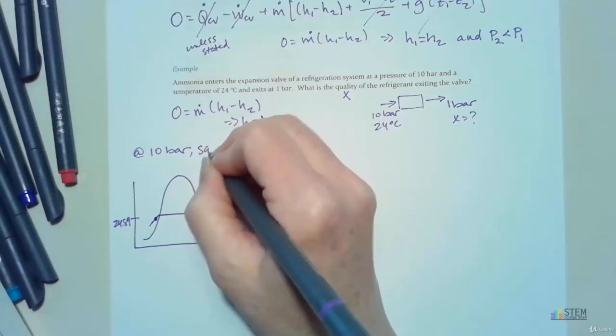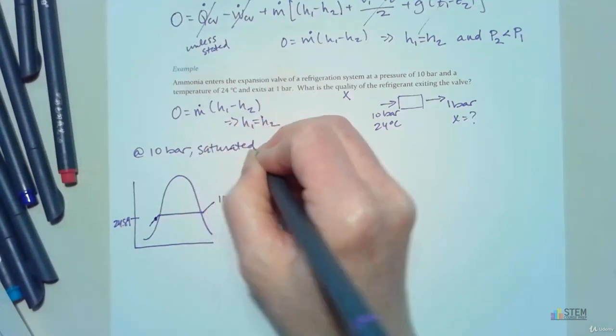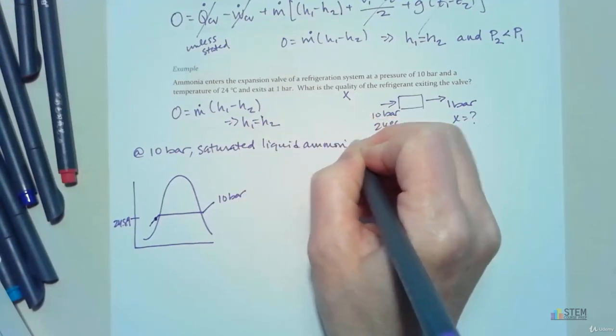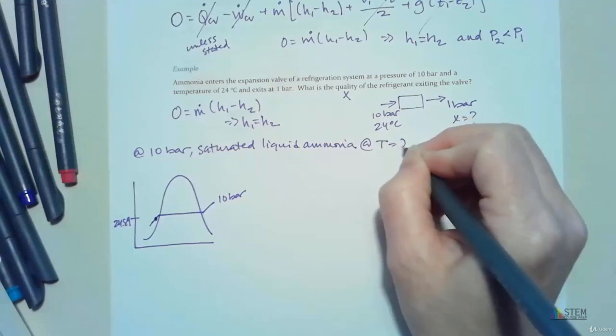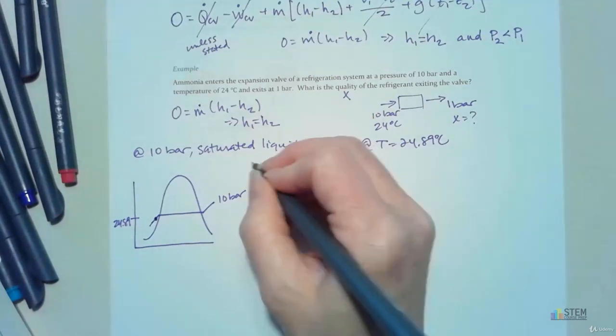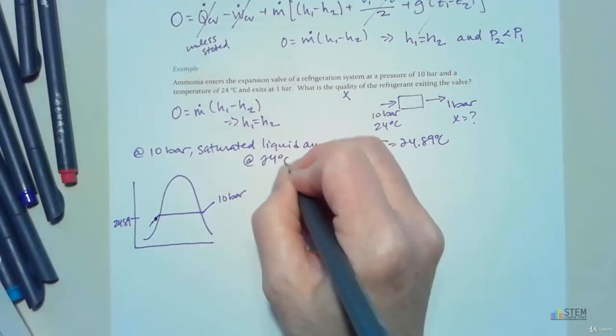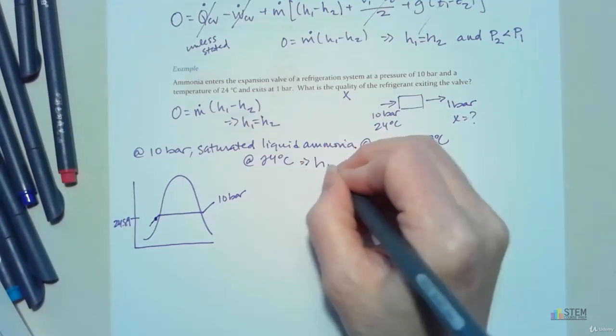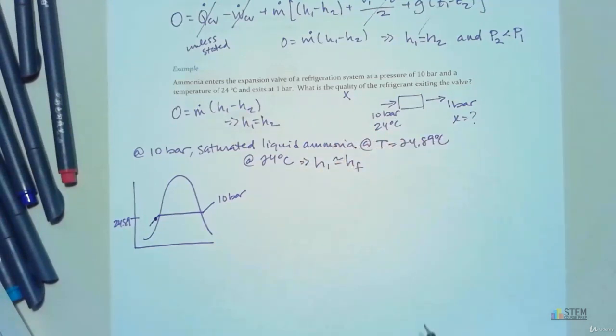Let's write all this down. So at 10 bar, we've got a saturated liquid ammonia at a temperature of 24.89. All right, so that's your saturation temperature. And at 24 degrees Celsius, which is what it tells us we have, we can say that h1 is approximately equal to hf, just because we talked about that approximation method of using saturated liquid to approximate a compressed liquid.